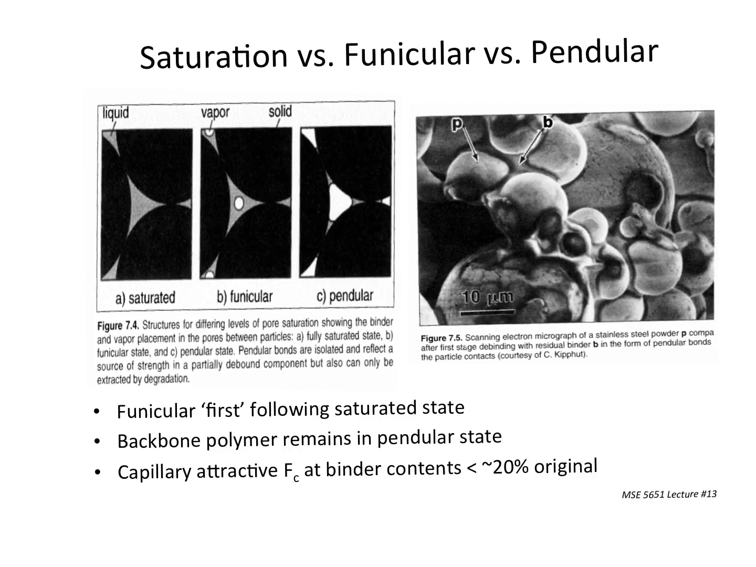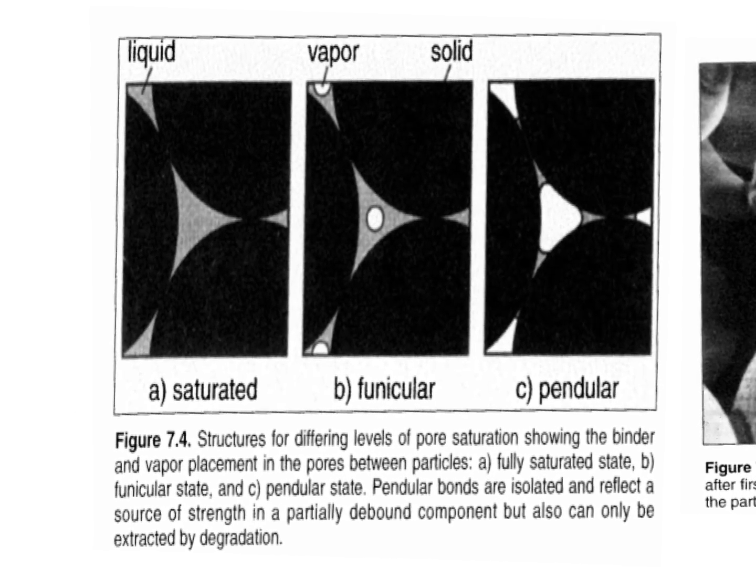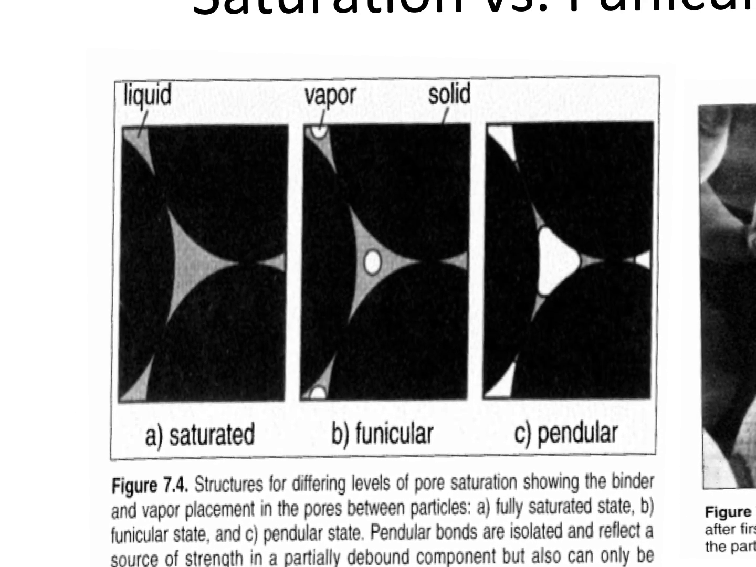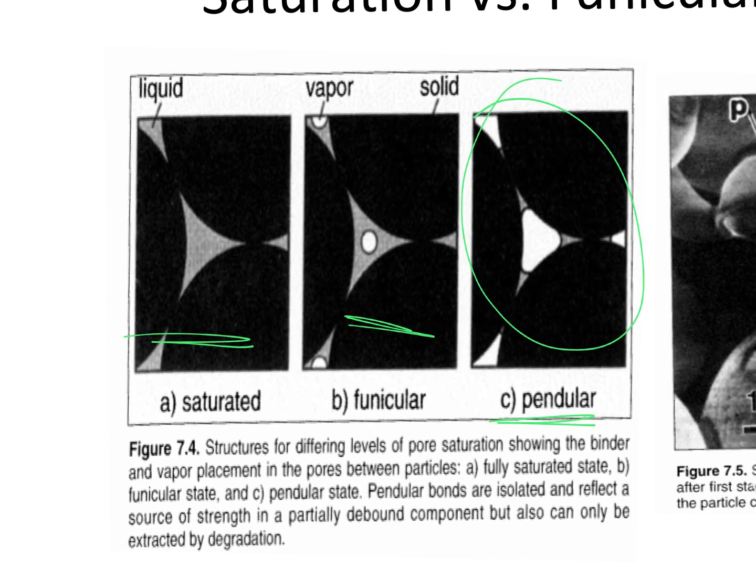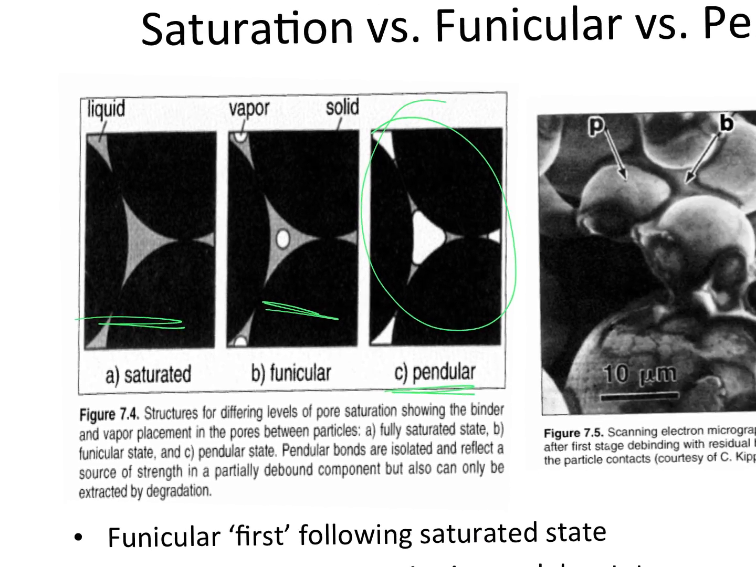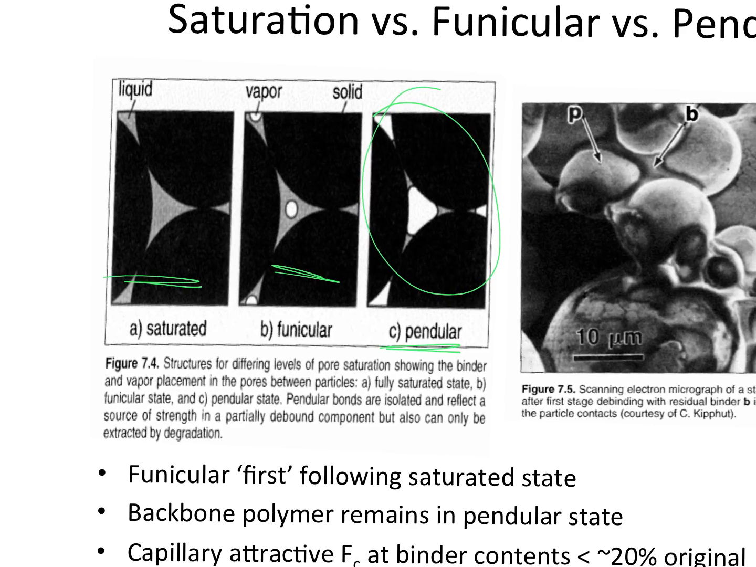All right, and so, again, to review, we have saturated, funicular, and pendular, and this is where we want to be in terms of creating strength. All right, these other two, it's just liquid and solid together. There's some rule of mixtures strength associated with that, but in the pendular state, we actually do get high values of strength in the system, not in the other two, even though it's kind of counterintuitive. But a lot of liquid is bad.